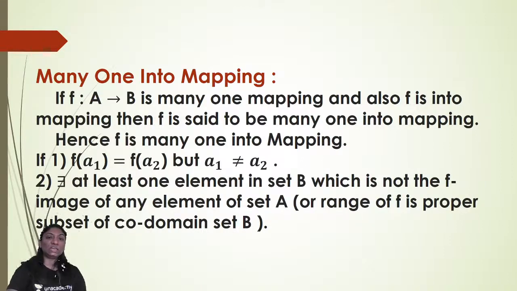Now many one into mapping. Many one as well as into mapping. So how can you say that it is many one into mapping? If f defined from A to B is many one mapping and also f is into mapping, then f is said to be many one into mapping. Hence f is many one into mapping if f of a1 is equal to f of a2 but a1 is not equal to a2, right? And second, there exists at least one element in B which doesn't have a pre-image in A, right? So that is your into mapping.